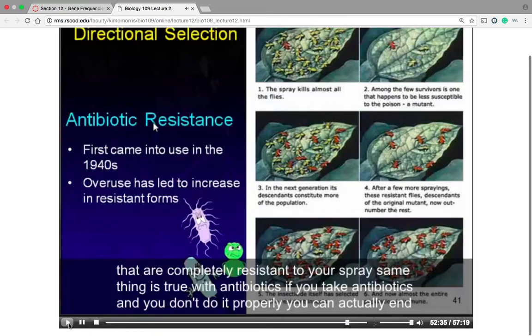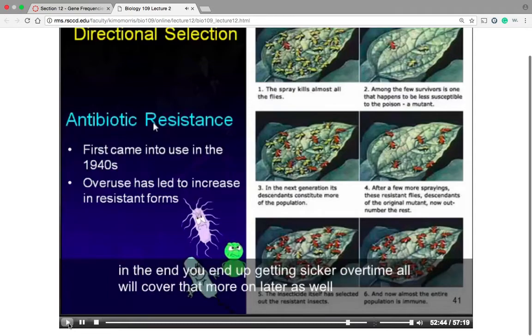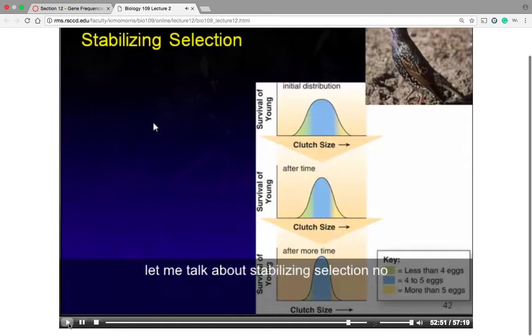If you take antibiotics and you don't do it properly, you can actually end up selecting for the bugs that don't seem to be killed by antibiotics. In the end, you end up getting sicker over time. We'll cover that more later as well. Let me talk about stabilizing selection now.